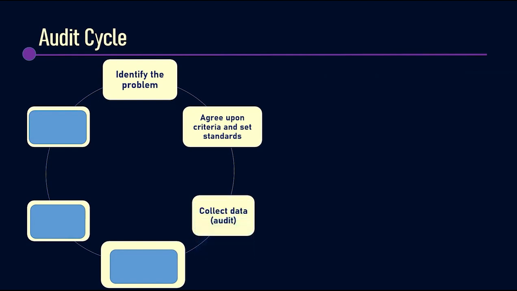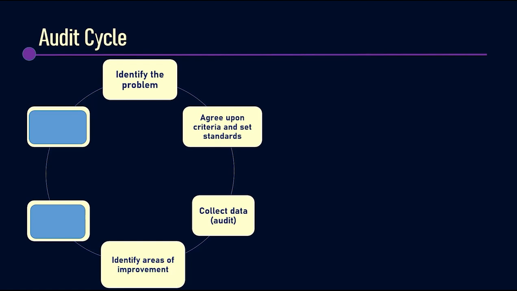And then the third thing is, now we collect the data. Now we have agreed upon the criteria of wound infection. We have agreed upon what the standards are that should be practiced to minimize wound infection. Then now we collect the data, which is really the audit per se. We collect data regarding the patients who develop wound infection, and we also collect data on patients who did not develop wound infection. Then now we identify areas of improvement.